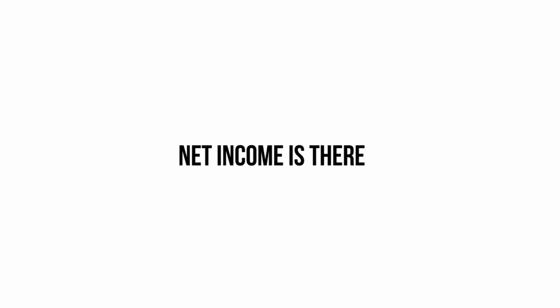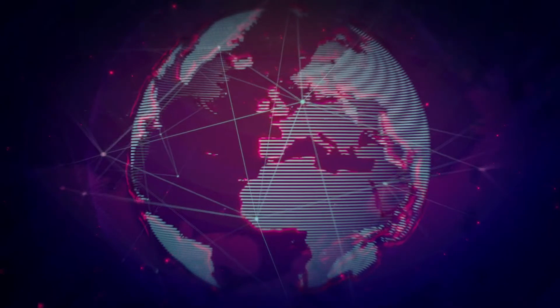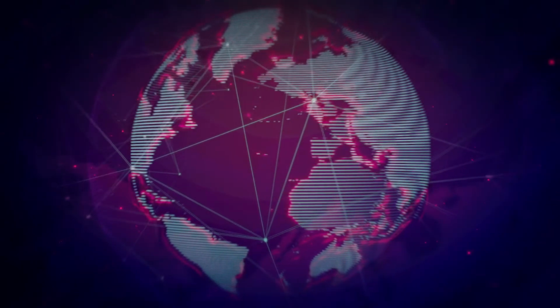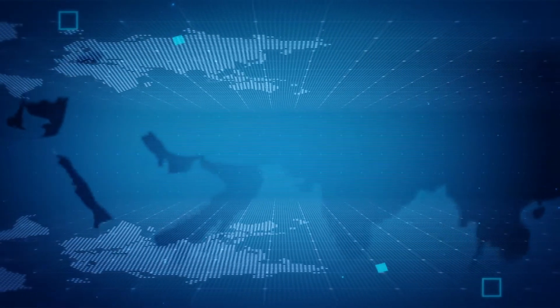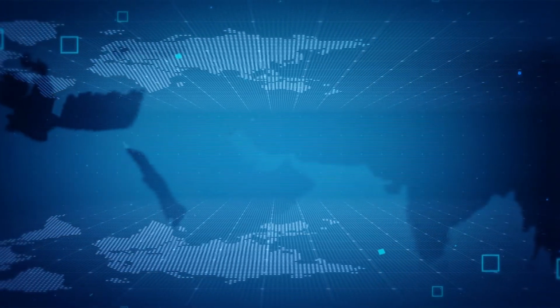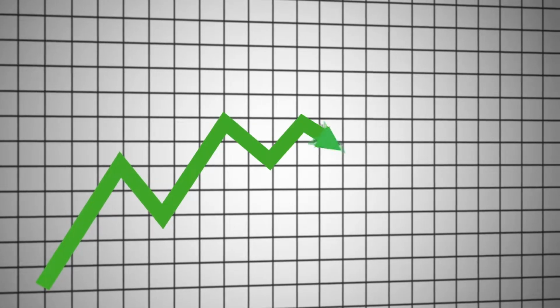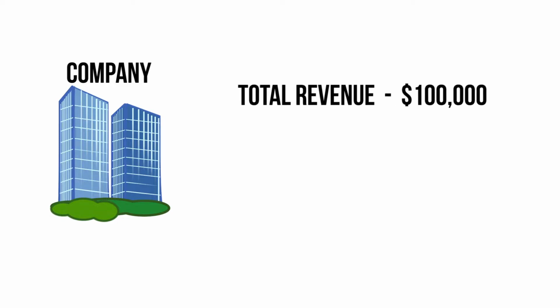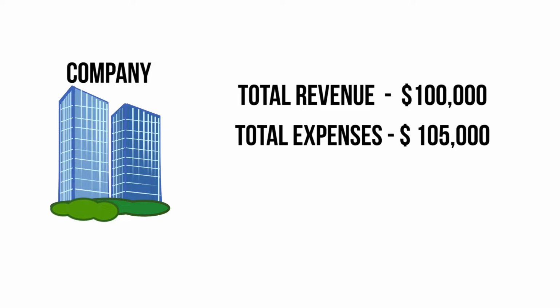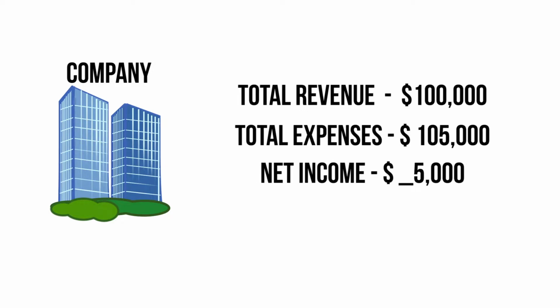Net income is there. This is the bottom line item on the income statement and represents Apple's net income for the fiscal year. Net income is calculated by subtracting operating expenses from gross profit. Net income can be positive or negative, depending on whether a company's total revenue is greater than or less than its total expenses. For example, if a company has total revenue of $100,000 and its total expenses are $105,000, then its net income would be negative $5,000.